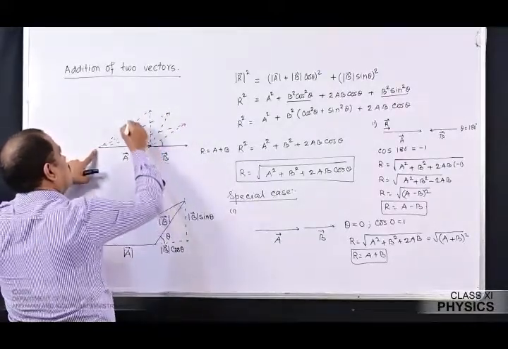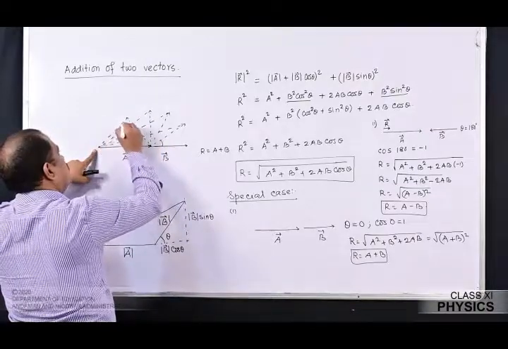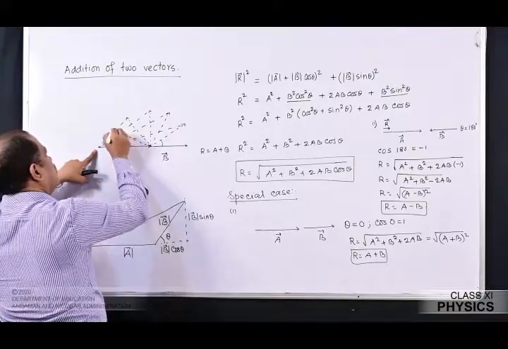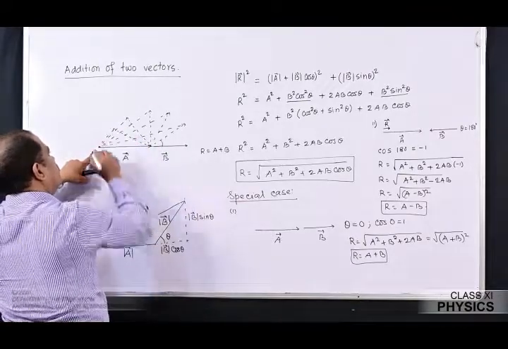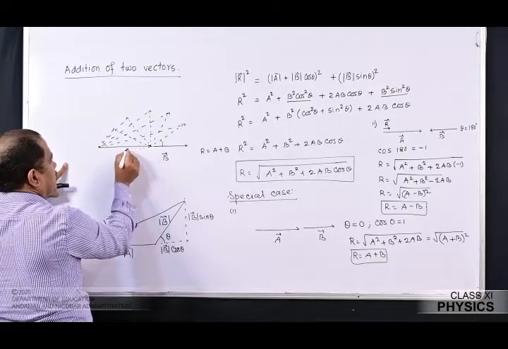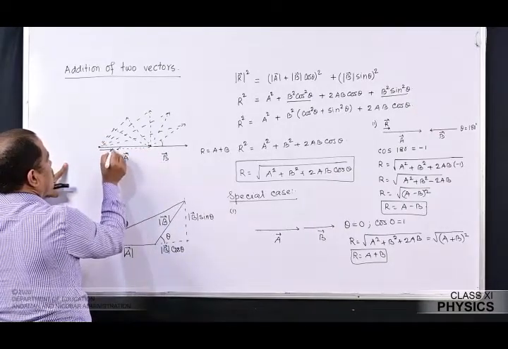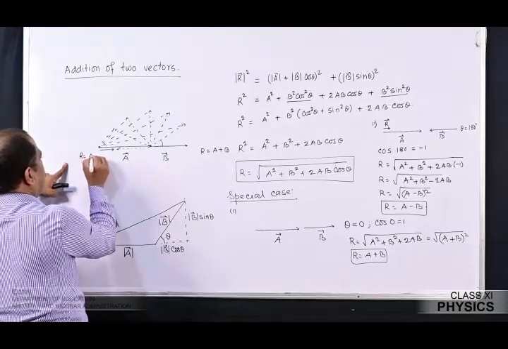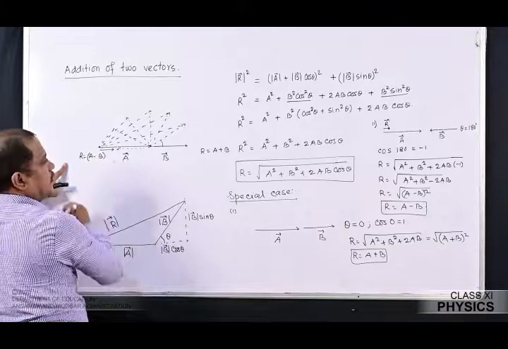I can also have a vector like this. So see, the magnitude decreases further. And if I have this length, then the magnitude further decreases. And if I have the same vector pointing along this direction, then the amplitude is very small, and the amplitude happens to be A minus B. R is equal to A minus B. This is what it says.